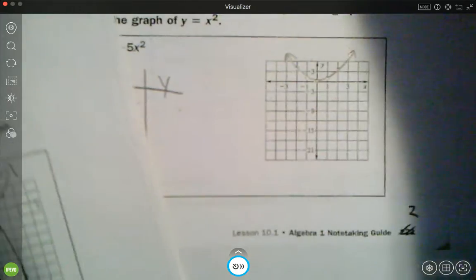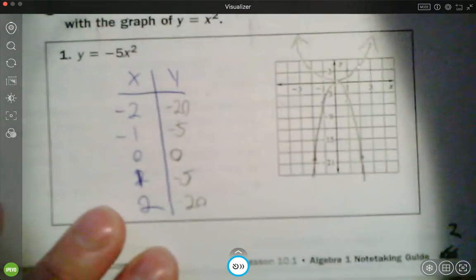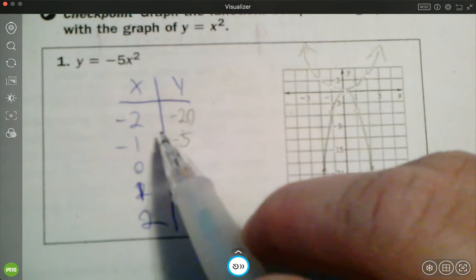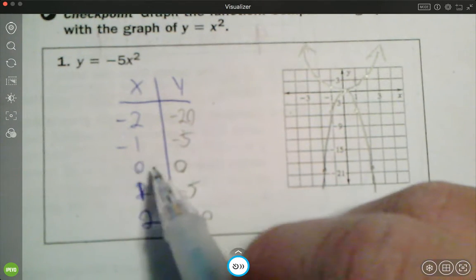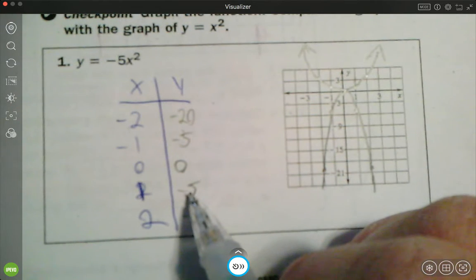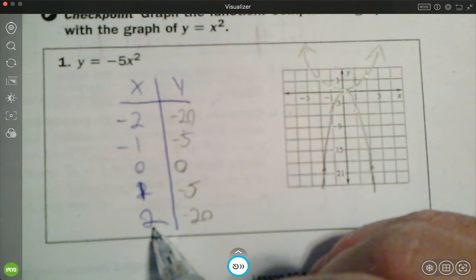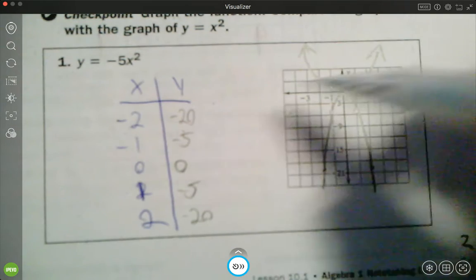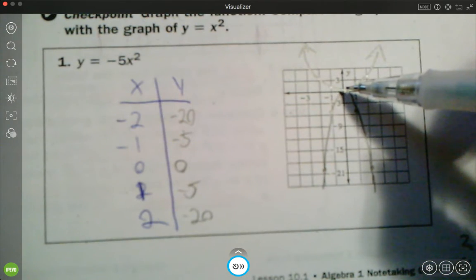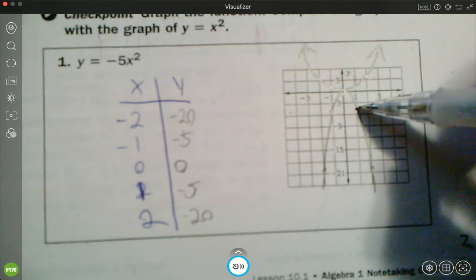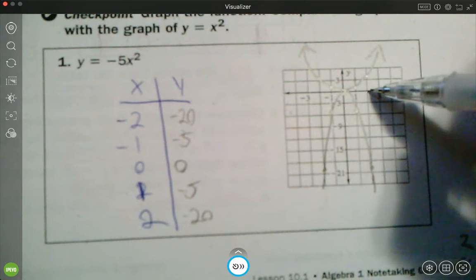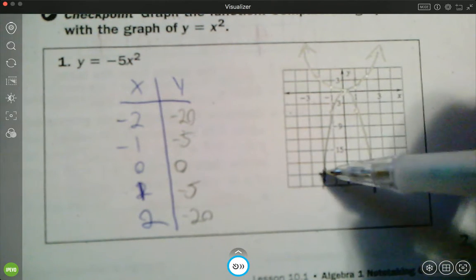All right, so hopefully you got something that looks like this, if you did that checkpoint correctly. You can see here it's negative. So 1 squared is 1 times -5 is -5. 2 squared jumps it up really big here. 2 squared is 4 times -5 is -20. So when you do that here, you go 0, 0, 1, -5, and then of course there's -1, -5, and then you go 2 all the way down to -20 and here.